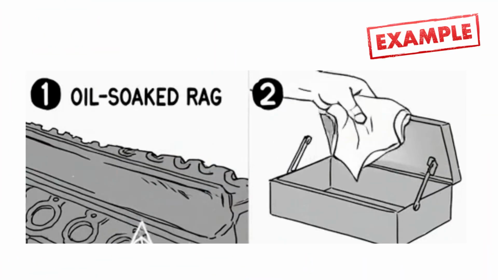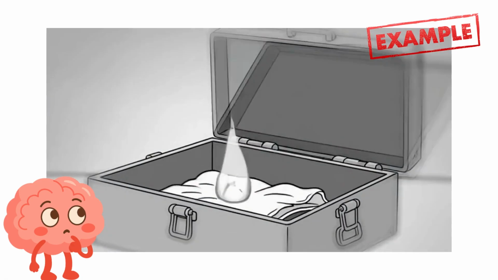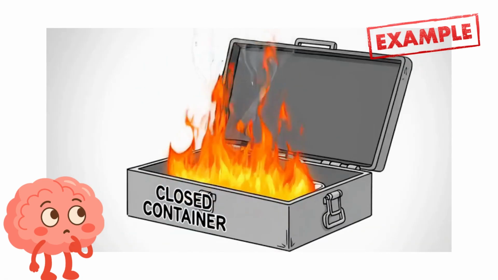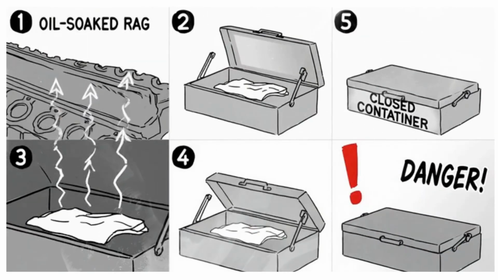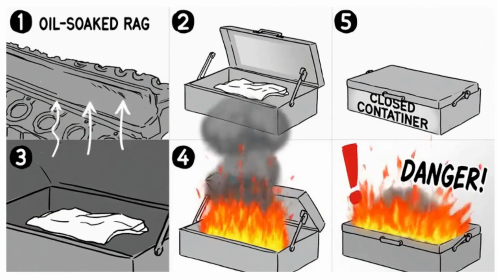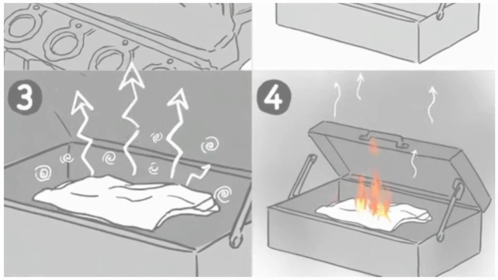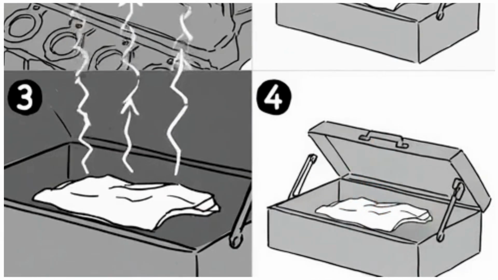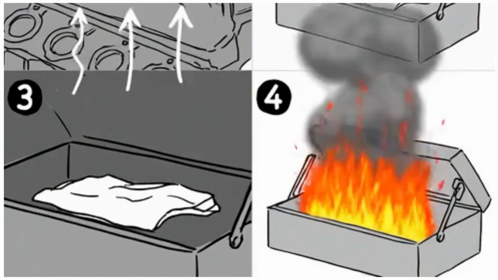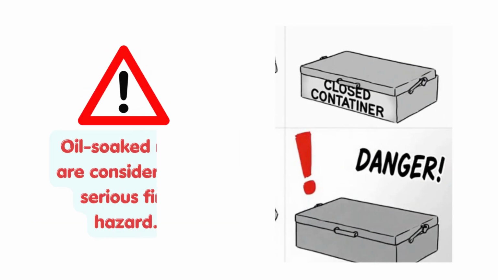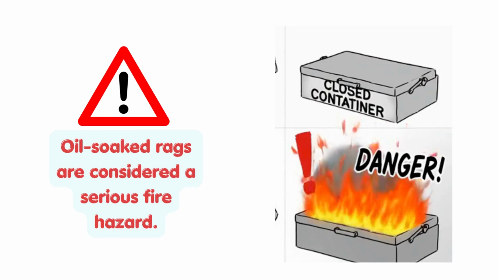A common example is an oil-soaked cloth. Think about a cloth you use to wipe up paint, oil or petrol. If you put it in a closed box, the air reacts with the oil and slowly creates heat. If that heat has nowhere to go, it keeps building up until one day the cloth bursts into flame by itself. That's why oil-soaked rags are so dangerous and need to be stored safely.